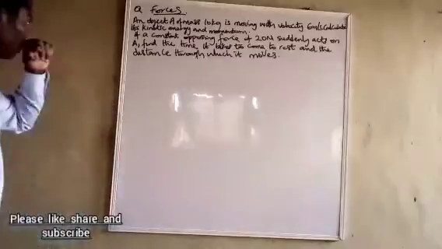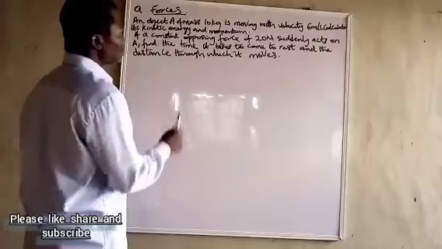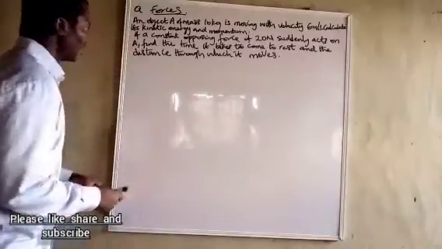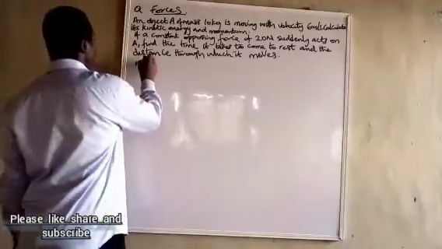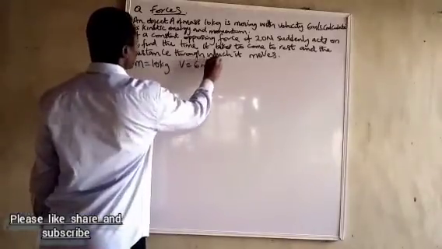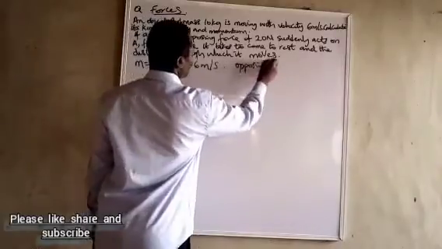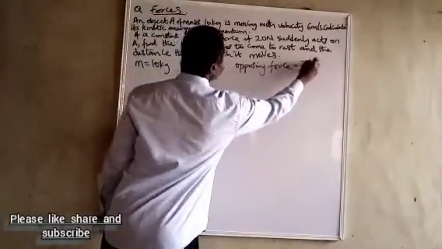Energy and momentum. If a constant opposing force of 20 newtons suddenly acts on A, find the time it takes to come to rest and the distance through which it moves. Now, we have mass equals 10 kg, velocity is 6 meters per second. So, opposing force is equal to 20 newtons.